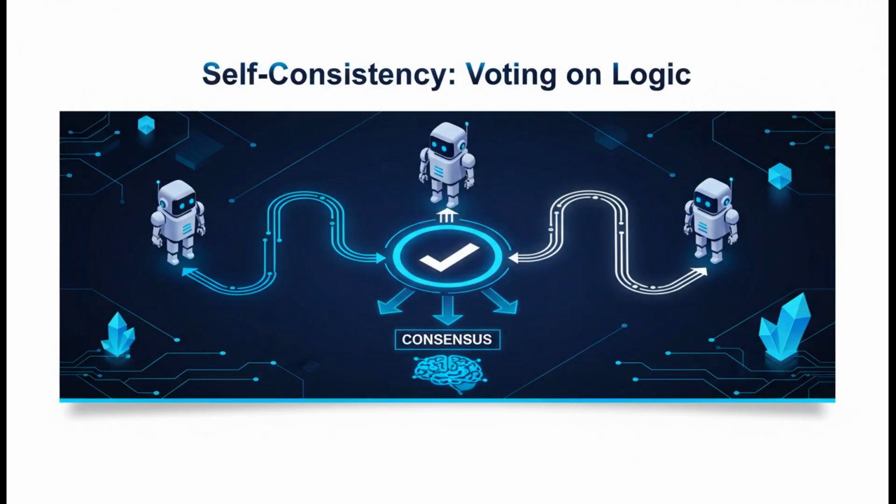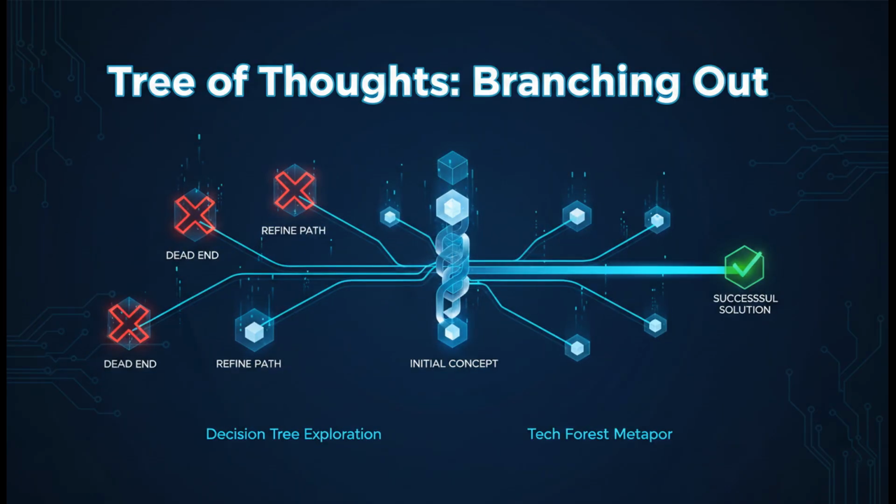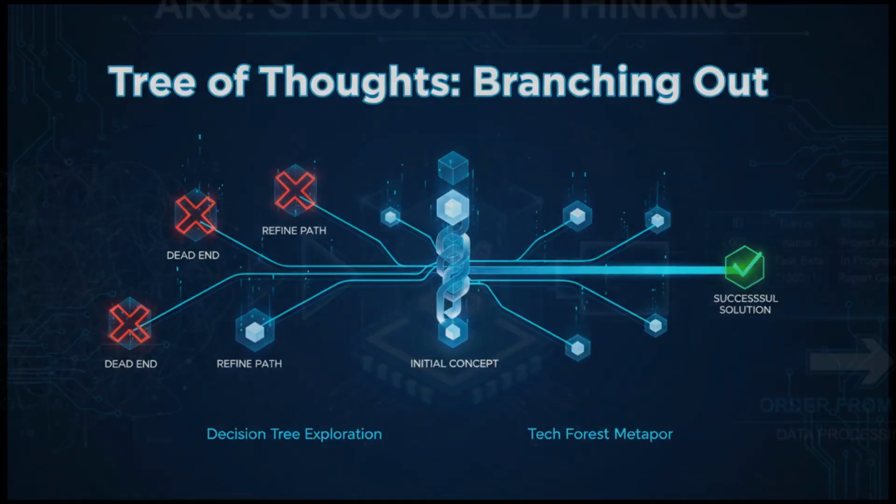To make CoT even more reliable, we use self-consistency. We ask the AI to think through the same problem 3 different ways. If all 3 paths lead to the same answer, we can be much more confident it's correct. For the hardest problems, we use tree of thoughts. Instead of one line of thinking, the AI explores multiple branches at once, backtracks if it hits a dead end, and finds the best possible path to the solution.